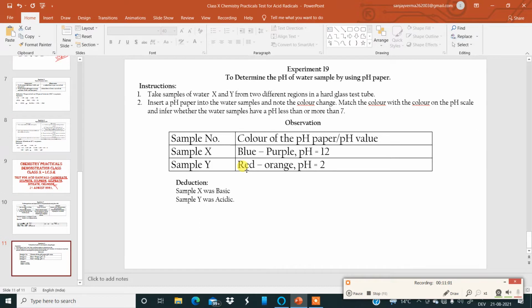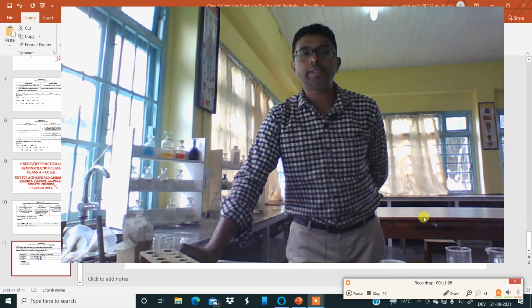I will do the unknown samples later on towards the end of this semester, where I'll show you how to detect, by using qualitative analysis, the identification of the unknown inorganic sample. So now let me share my screen and show you the demonstration for the samples to detect the pH of the water samples, whether it is acidic or basic.